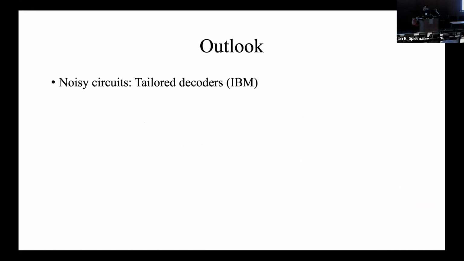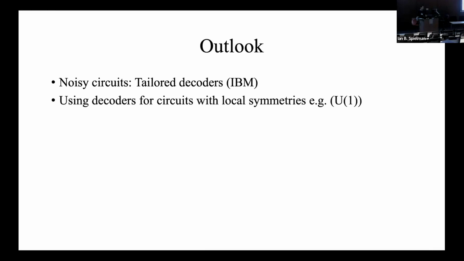But let me also tell you about the outlook. The first thing is that we are trying to have a collaboration with IBM where we want to observe this phase transition using this approach in the presence of noise. The good thing about this approach is that because we're using this neural net, we're not making any assumptions about the underlying noise model in the system. Once it's trained with a given device, it would be tailored to that particular device, so it's independent of the assumptions you're making for the error model.